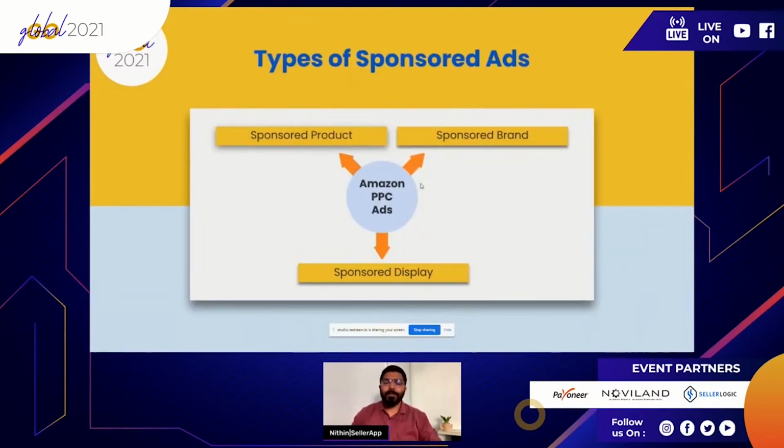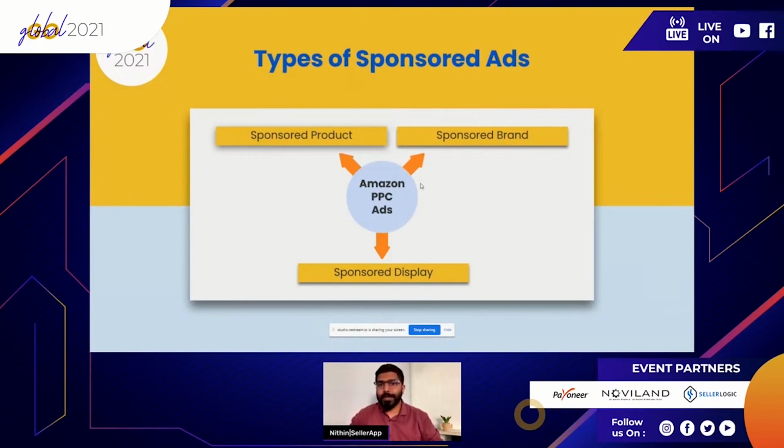Now, Amazon has three different types of ads that you can run, right? They call them sponsored product, sponsored brand, and sponsored display ads. These are basically categorizations of ads, and they give you access to advertising a product in different areas and different avenues on the Amazon website itself. And just a side note: sponsored brand and display campaigns are available for brand registered sellers only.